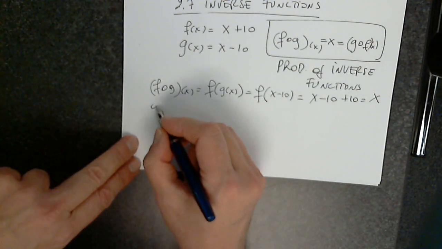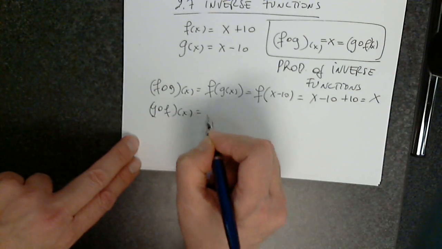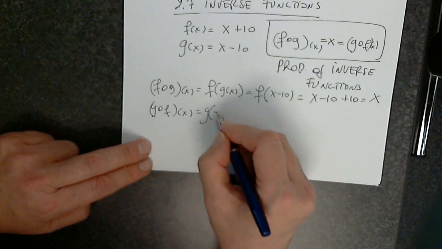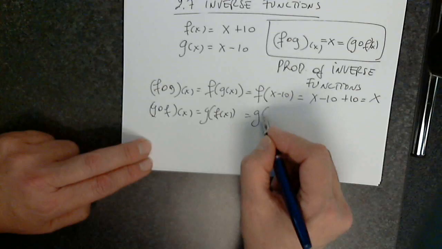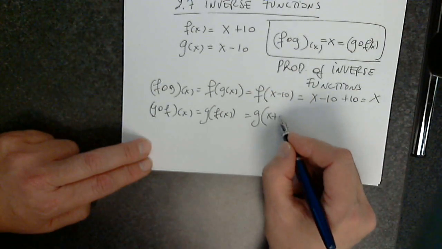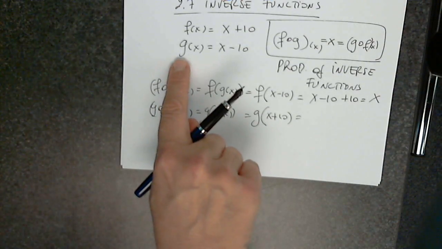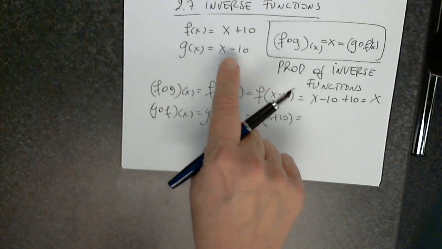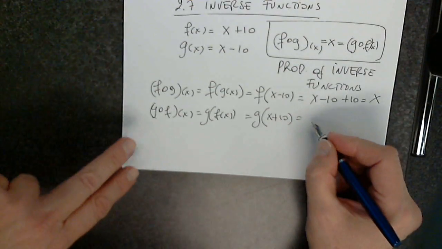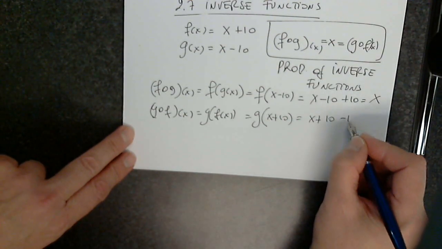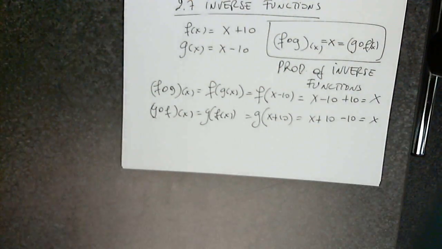What about the other one? What about g comp f of x? Which by definition is g of f of x, which is g of x plus 10, because that's what f is. And now look at g. G says g applied to blah is blah minus 10. What should I write? Which is x. So it's guaranteed that these two functions are inverses of each other. One cancels the effect of the other, applied in any sequence.